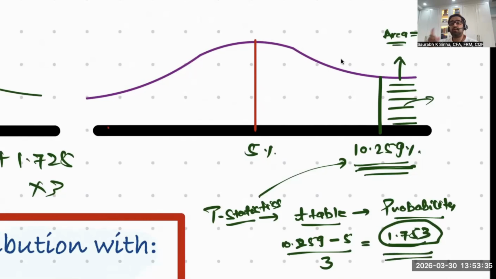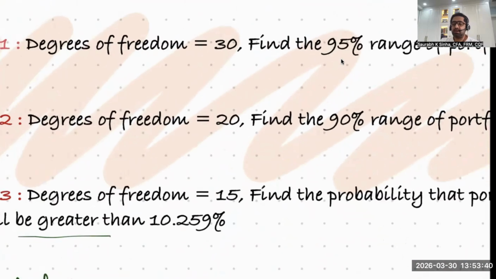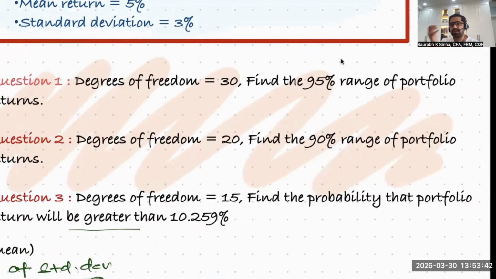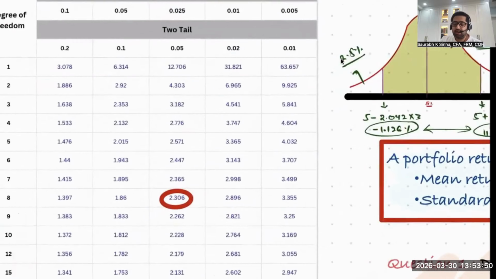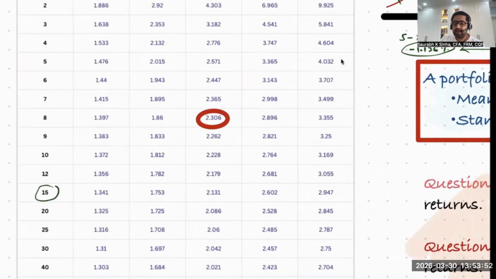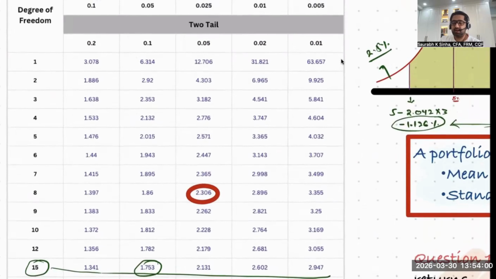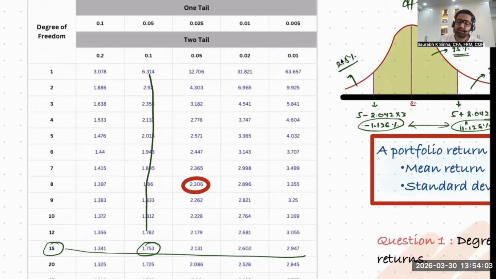So you have to find out 1.753 for which distribution: the t distribution associated with the degree of freedom 15. First, let's go to the degree of freedom, that is 15. For this 15, you have to look for the value 1.753. This is the value 1.753. So 1.753 is associated with a 10% probability in two tails and 5% probability in one tail.